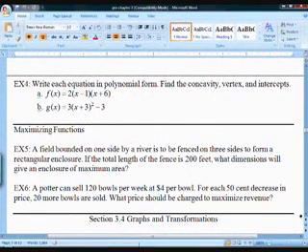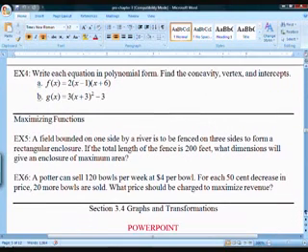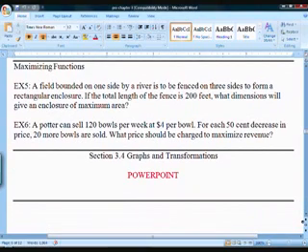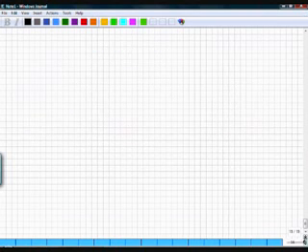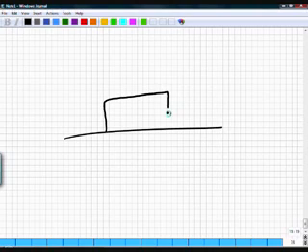Let's see. Next up, we've got 2 word problems. And again, this is the whole purpose of this: being able to work word problems. It says a field bounded on one side by a river is to be fenced on 3 sides to form a rectangular enclosure. If the total length of fence to be used is 200 feet, what dimensions will enclose the maximum amount of area? Again, this is where you're going to see most of these parabolas, when you're maximizing or minimizing stuff. So we've got a field that we're going to fence in. It's got a river on one side.